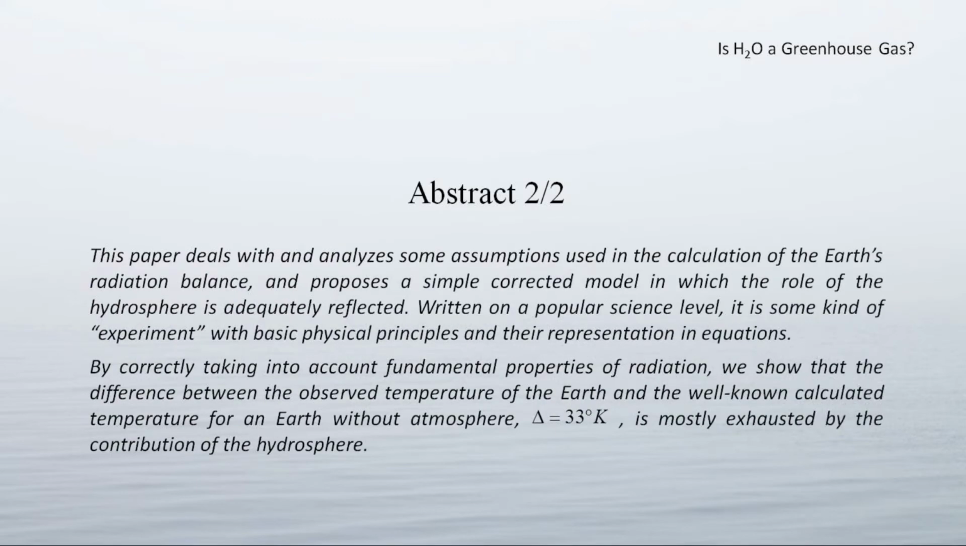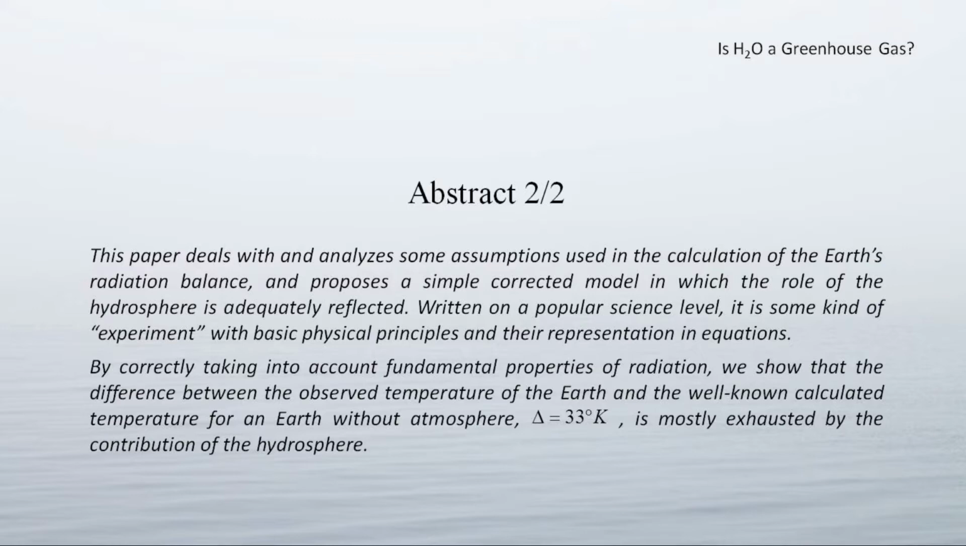This paper deals with and analyzes some assumptions used in the calculation of the Earth's radiation balance and proposes a simple corrected model in which the role of the hydrosphere is adequately reflected. Written on a popular science level, it is some kind of experiment with basic physical principles and their representation in equations.